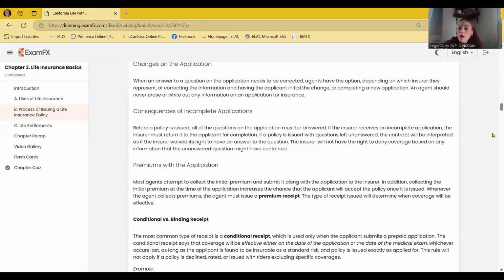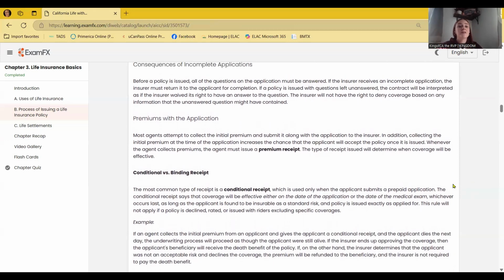So which of the following is an inappropriate way to correct information? It's going to give you those two options, and erasing, that's a no. White out, that's a no. We can only correct information with those two ways. Start a whole new application, or correct the information and have the applicant signature or initial the change. Okay, so only two ways.